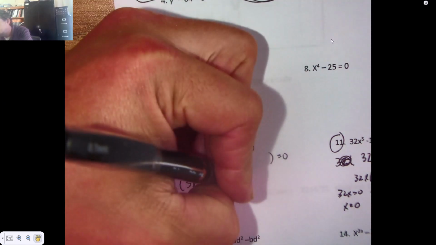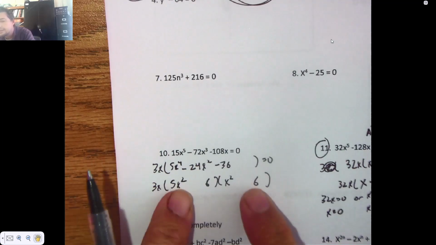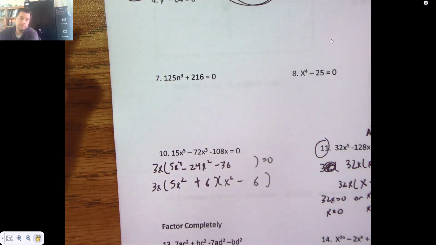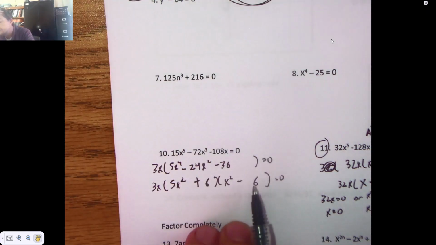Now, what's it take to make a 5x to the fourth? Well, it takes a 5x squared and an x squared. What's it take to make a 36? A 6 and a 6. Does this work? Yes, because the outside can make 30 and the inside can make 6. And 30 minus 6, negative 30 plus 6 is negative 24. And you're really done factoring. This actually does factor.